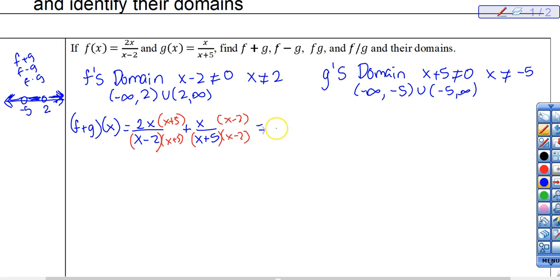All right, so now that my denominators are the same, I like to talk about my denominators first. So x minus 2, x plus 5, that's my new denominator. And now I'm going to add their numerators. But I think I'll distribute as I go just to save time, right? Because I have to multiply 2x times x and 2x times 5. So that's 2x squared plus 5x.